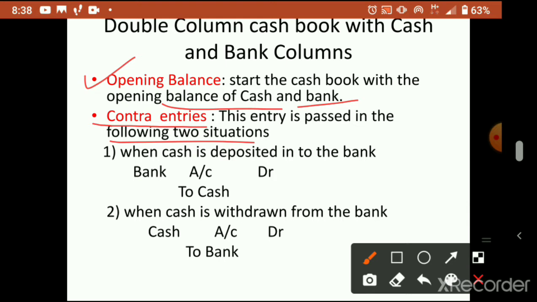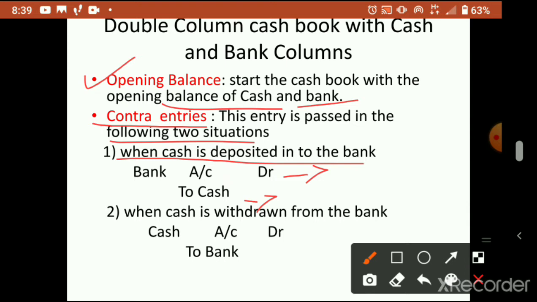Remember, when cash is deposited into the bank, suppose today I am doing business and I deposited 5,000 into the bank. What happened? My cash has gone to the bank. So what increased? Bank balance increased. So bank account debit to cash. Cash decreased. From my hand, cash has gone to the bank. So bank balance increased and my cash balance decreased.